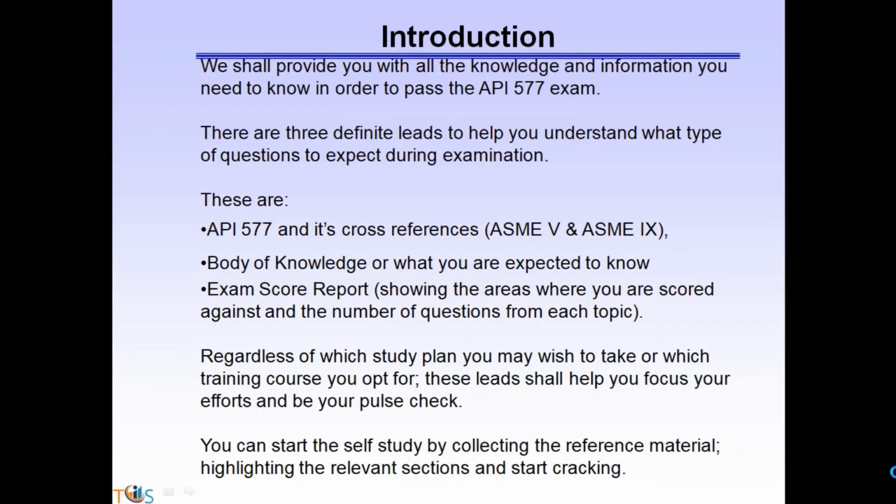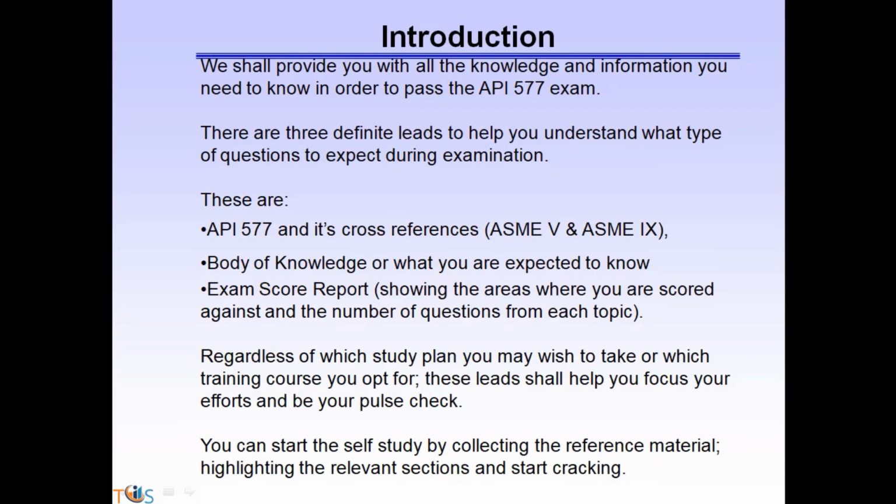Introduction. We shall provide you with all the knowledge and information you need to know in order to pass the API 577 exam. There are 3 definite leads to help you understand what type of questions to expect during examination. These are API 577 and its cross-references, ASME 5 and ASME 9.